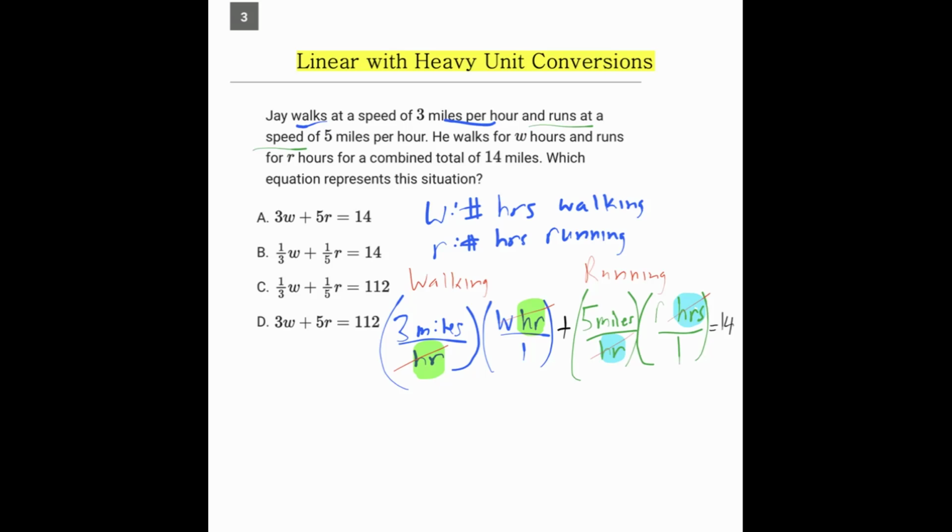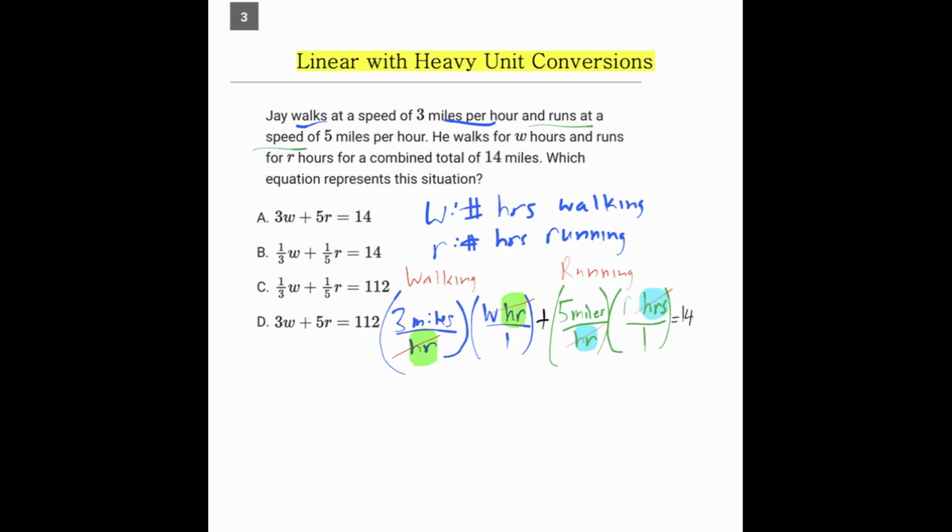Let me go ahead and shrink that so I can write better. So that right there is 14, and the unit is miles. So everything is working out great because we had miles at this stop, miles at this stop, the hours canceled, and it left us with miles in the end. So we've used chemistry style unit conversions to confirm that this is all set up correctly.